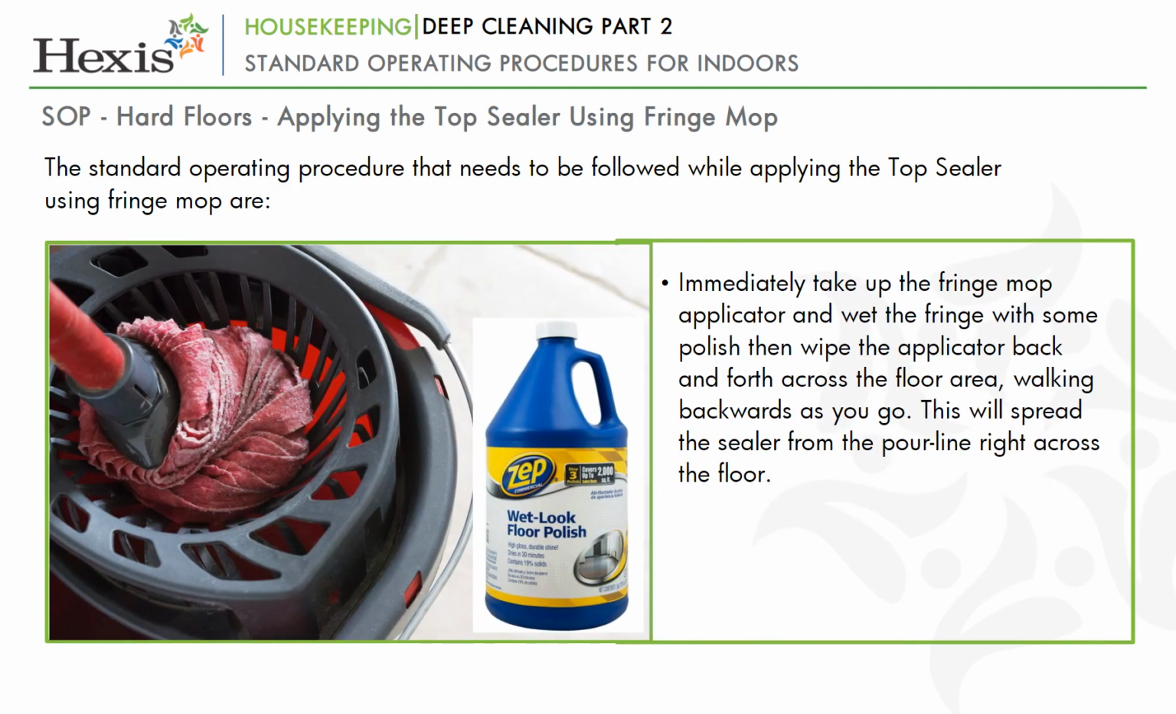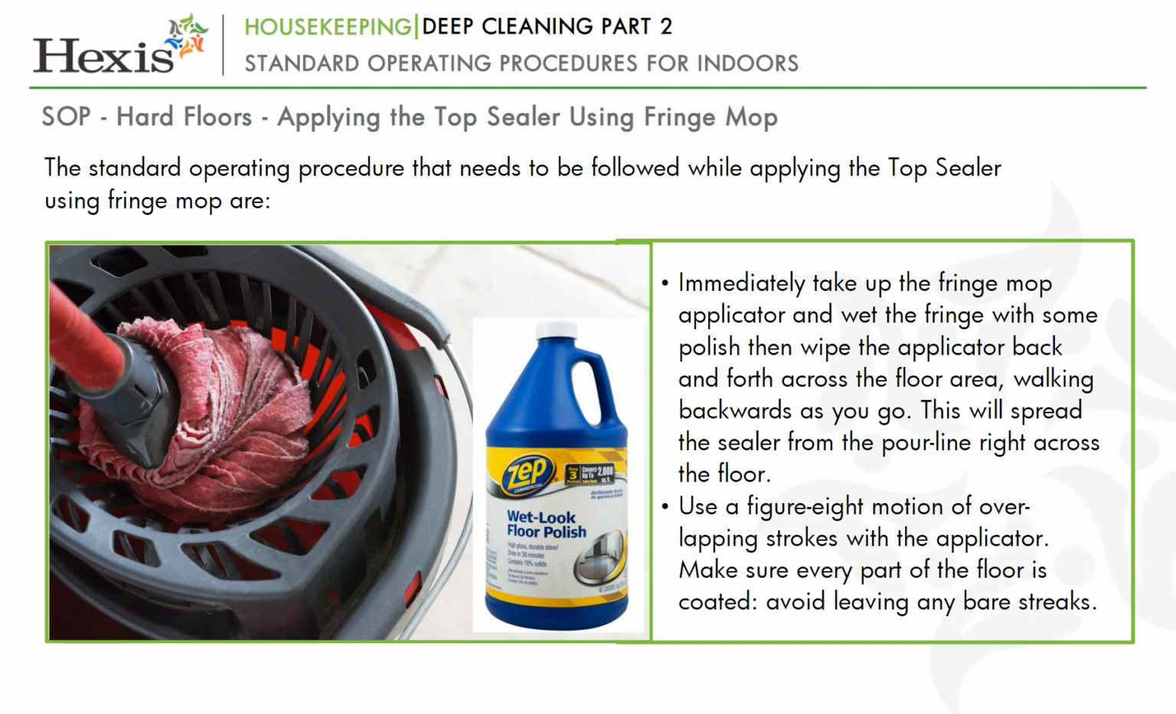Immediately take up the fringe mop applicator and wet the fringe with some polish, then wipe the applicator back and forth across the floor area, walking backwards as you go. This will spread the sealer from the pour line right across the floor. Use a figure 8 motion of overlapping strokes with the applicator. Make sure every part of the floor is coated. Avoid leaving any bare streaks.